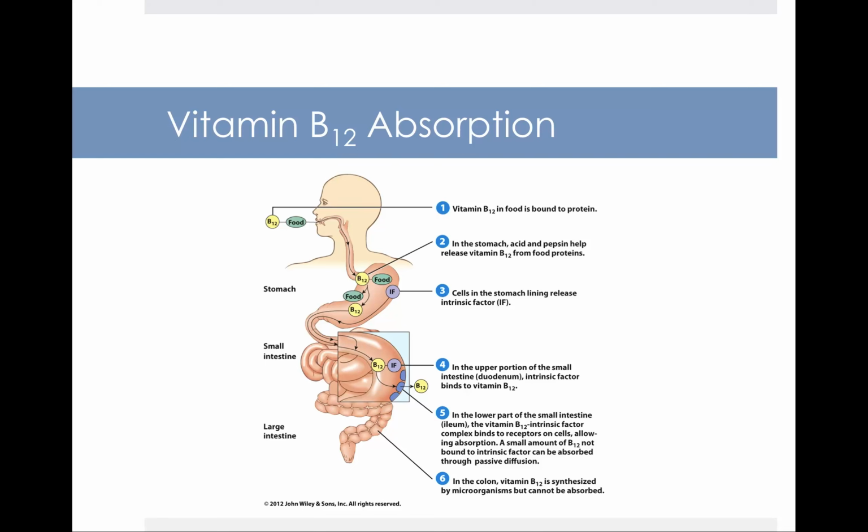A small amount of B12 that's not bound to intrinsic factor can be absorbed through the process known as passive diffusion. In your colon, B12 is synthesized by microorganisms but cannot be absorbed. So most of that absorption is going to occur, as with most nutrients, in your small intestine.